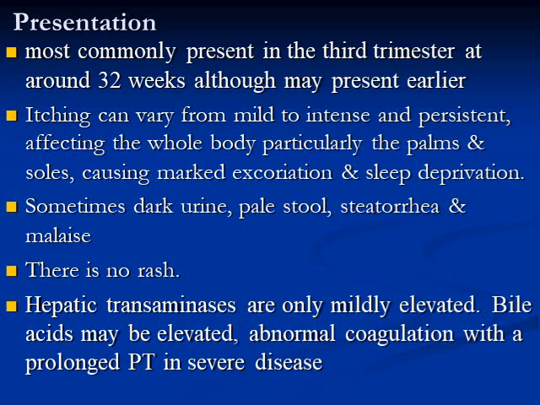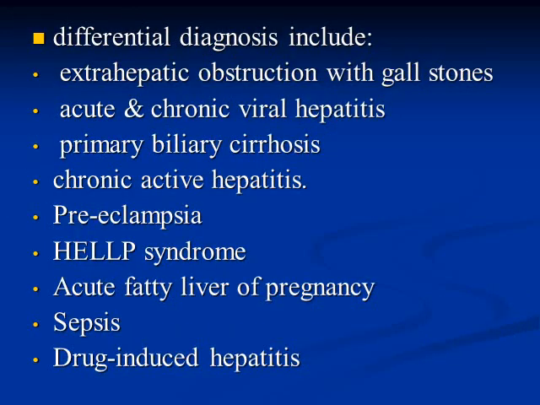Hepatic transaminases, when we do a liver function test, will be only mildly elevated. The bile acids also will be elevated, and there may be abnormal coagulation with a prolonged PT in severe cases. Of course, this is because of the defective absorption of vitamin K. Coagulation factors which are dependent on vitamin K will be defective, and this leads to a prolonged PT, and therefore these patients are more predisposed to postpartum hemorrhage.